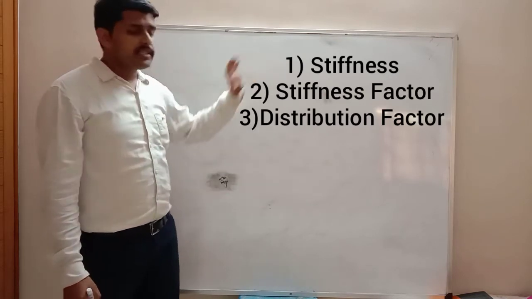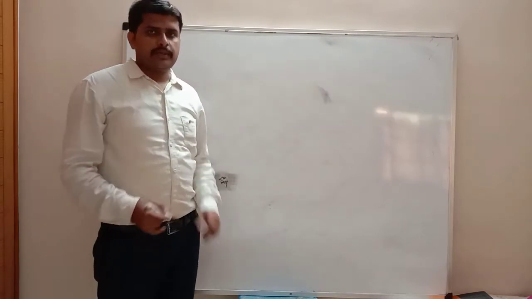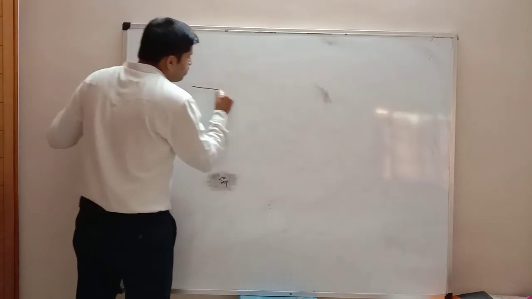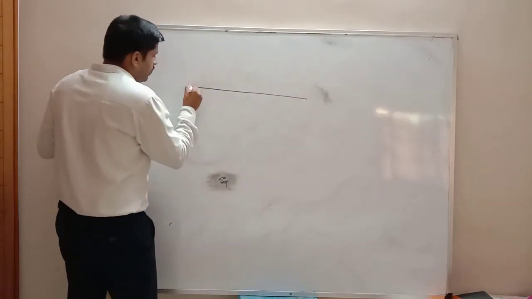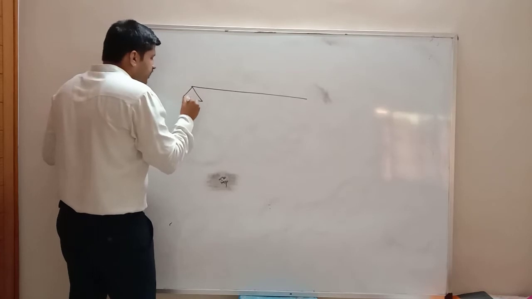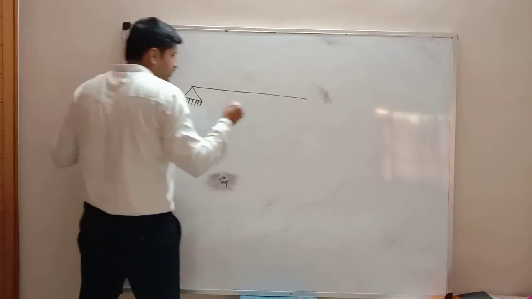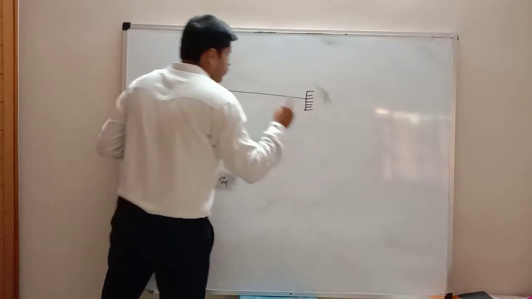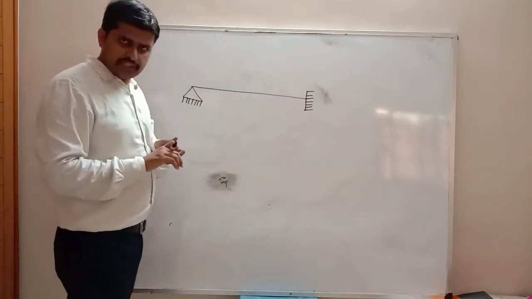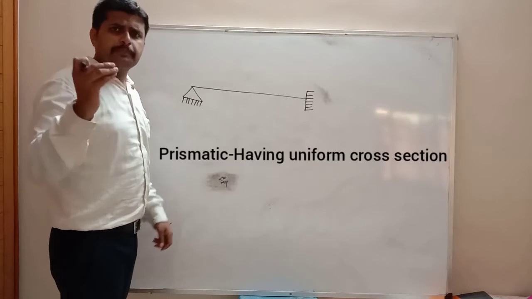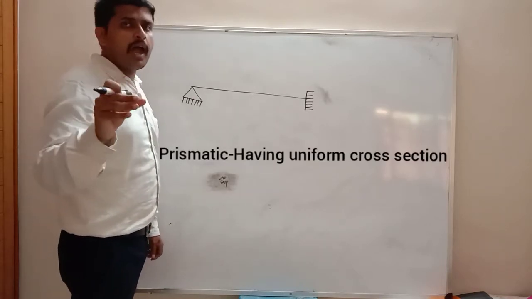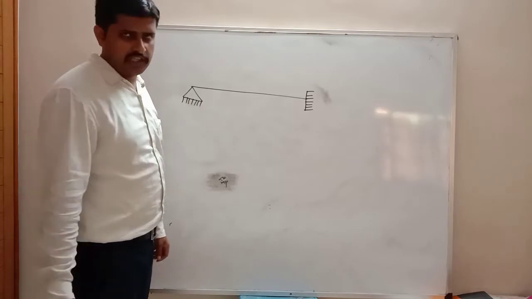The first one is stiffness. So what is stiffness? Consider a prismatic beam AB whose end A is hinged end and other end B is fixed support. So what is prismatic? Prismatic beam is the beam having uniform cross section.